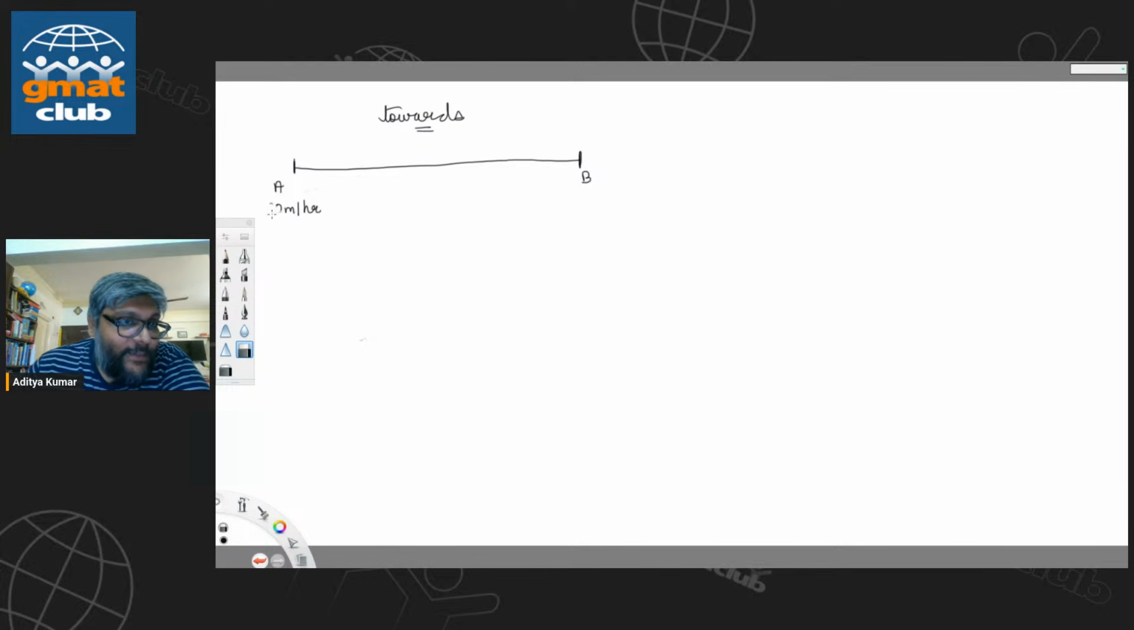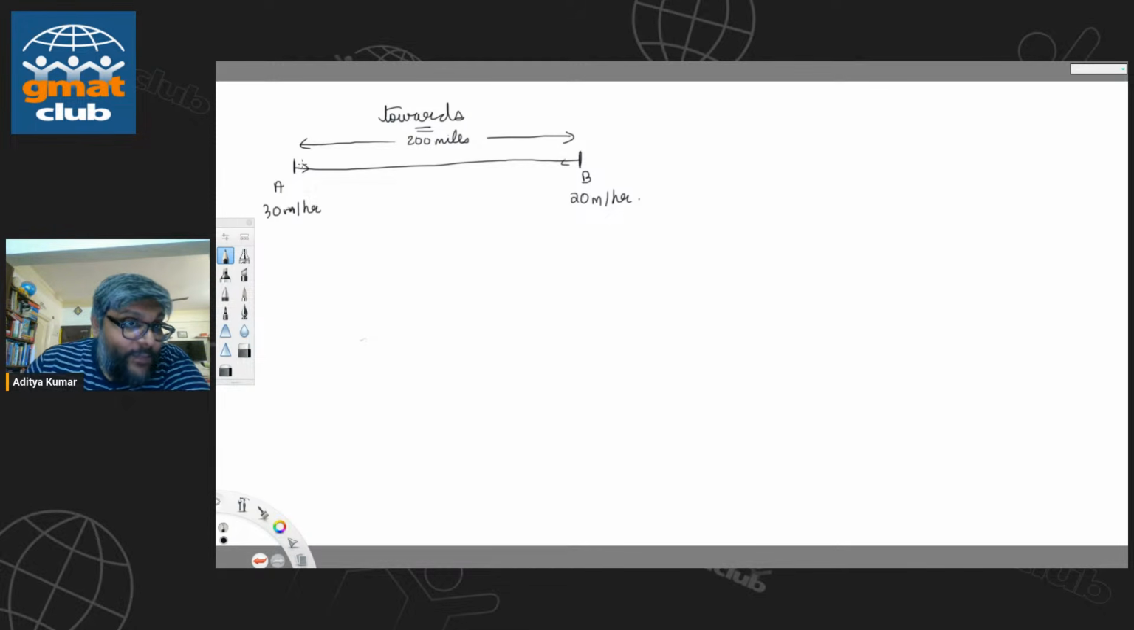So let's take an example where two bodies are moving towards each other. Let me draw out a scenario and use that as an example. Let's say we have A and we have B. A is traveling at the speed of, let's say, 30 miles per hour. And B is traveling at the speed of 20 miles per hour. And let's say the gap distance between them when they started moving is 200 miles.